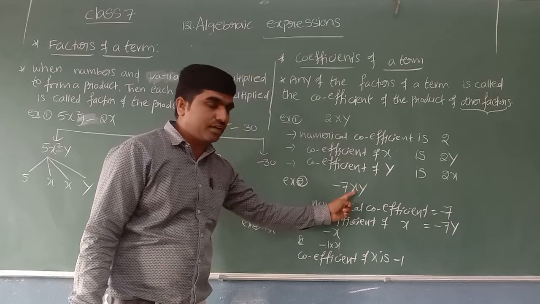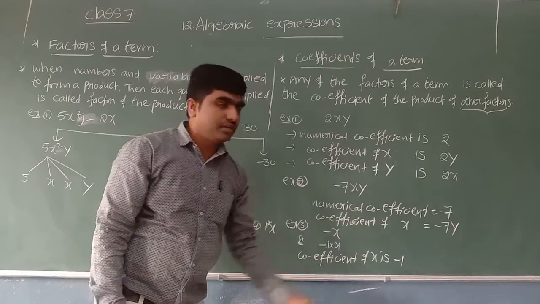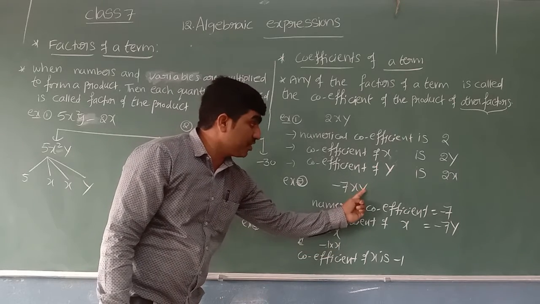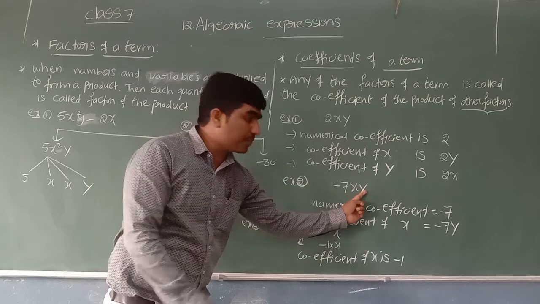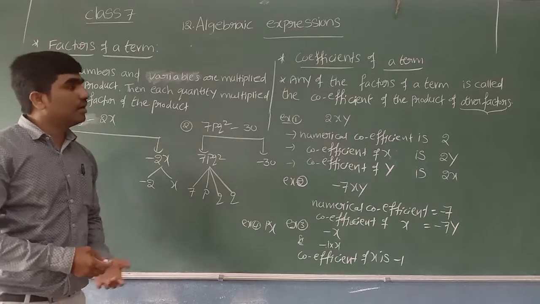x is a factor. The coefficient of x is the other factors, which is minus 7y. Suppose if I ask you the coefficient of y, it is the product of other factors, which is minus 7x. This is about a term and coefficient.